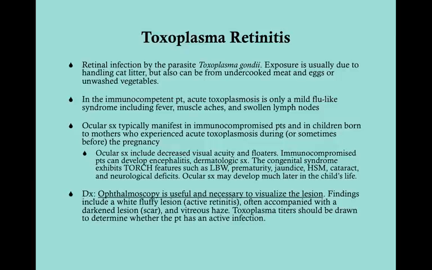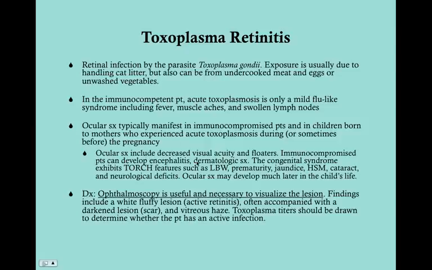In immunocompromised patients and in children born to mothers who acquired toxoplasmosis during the pregnancy, you can get ocular symptoms. So in immunocompromised patients, the ocular symptoms are going to be decreased visual acuity and floaters, or retinal detachment possibly. They can also develop encephalitis or dermatologic symptoms, so some of the non-ocular symptoms. But the ocular symptoms are going to be just very typical to retinitis.